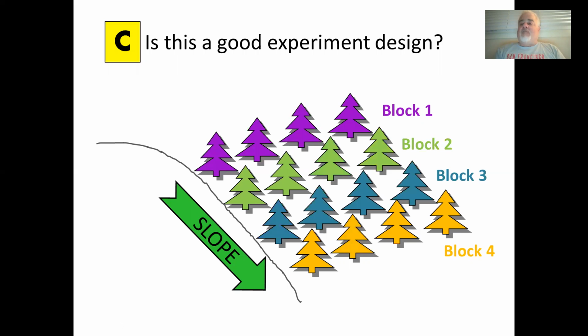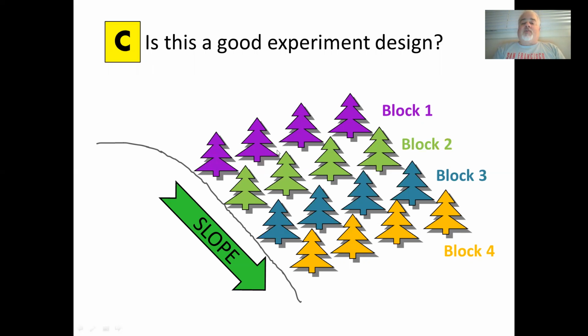But what if I have this? Now the slope is going down the hill, the environmental gradient is going down the hill, but my blocks are going perpendicular to the slope. They're going across the slope at a 90-degree angle to that slope.